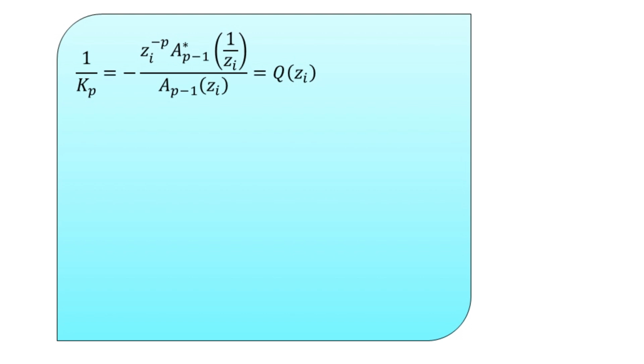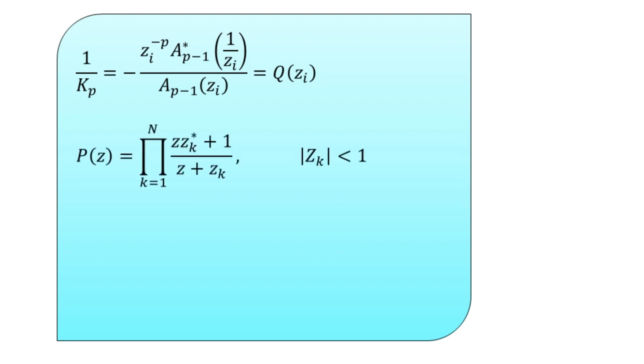So the functional representation on the extreme right-hand side that you see, capital Q of z, is an all pass function. The generalized all pass function has the form capital P of z, represented with the product operation for the index k equal to 1 to capital N, of the ratio where the numerator is z into z k conjugate added by 1, and in the denominator z plus z k, for mod z k less than 1.